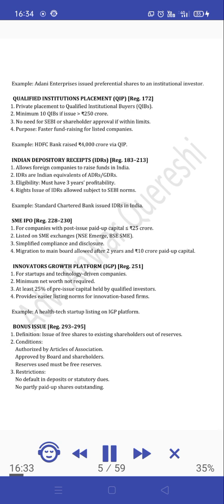Innovators Growth Platform, IGP, Reg. 251-1. For startups and technology-driven companies. 2. Minimum net worth not required. 3. At least 25% of pre-issue capital held by qualified investors. 4. Provides easier listing norms for innovation-based firms. Example: a health tech startup listing on the IGP platform.